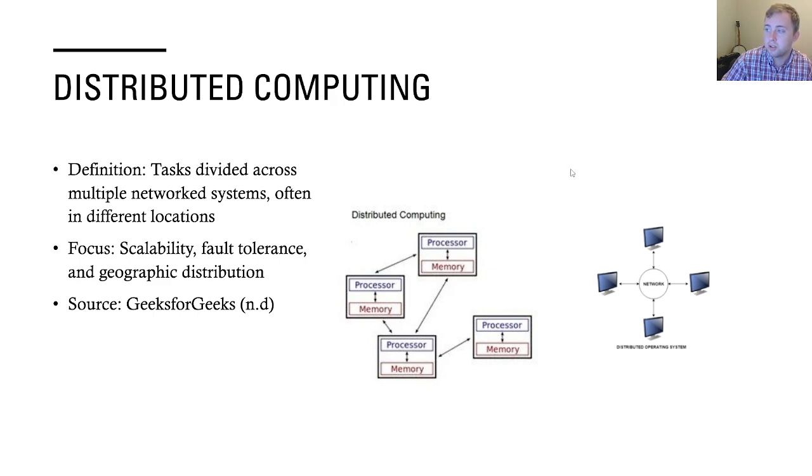Couldn't find a good diagram for them, but ideally they'd be running this computing because it's scalable, and with the different zones and areas they've got to be in, it just works for them. And a lot of those cloud services as well use distributed computing.